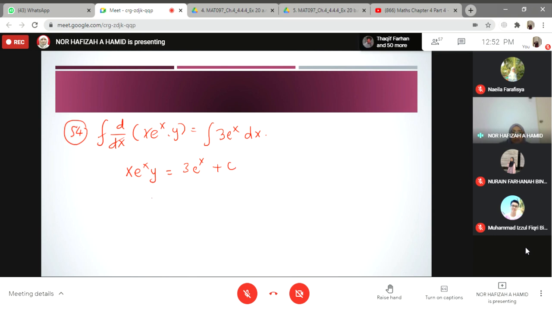Okay, so to find y, so y is equal to 3e^x over xe^x, c over xe^x. Okay, so y is equal to 3 over x plus with c over xe^x. Okay, so ini punya y. Di sini for example 18.